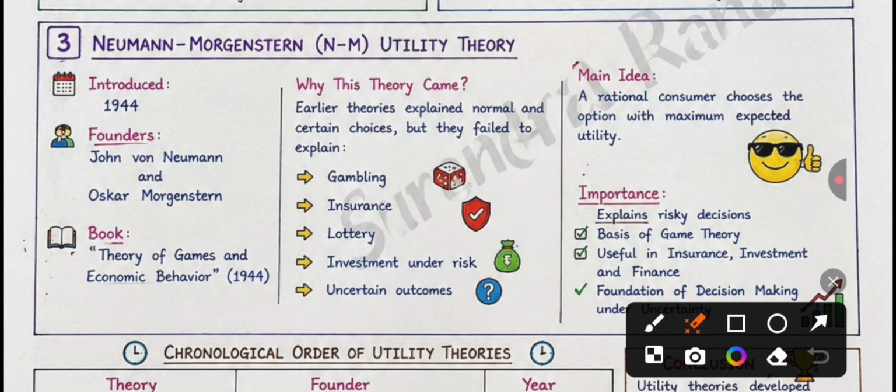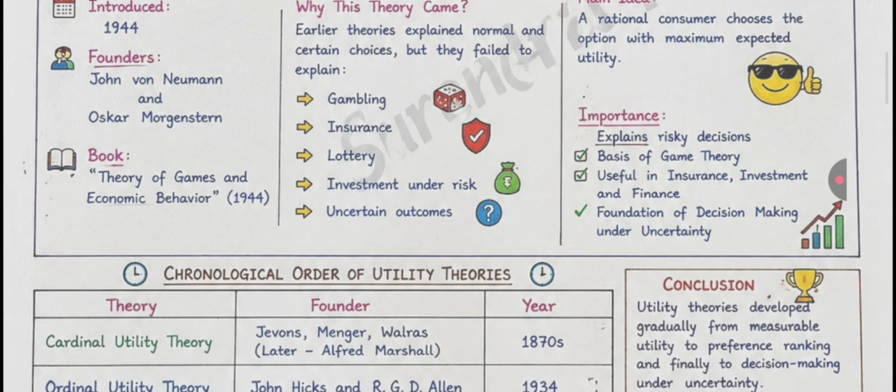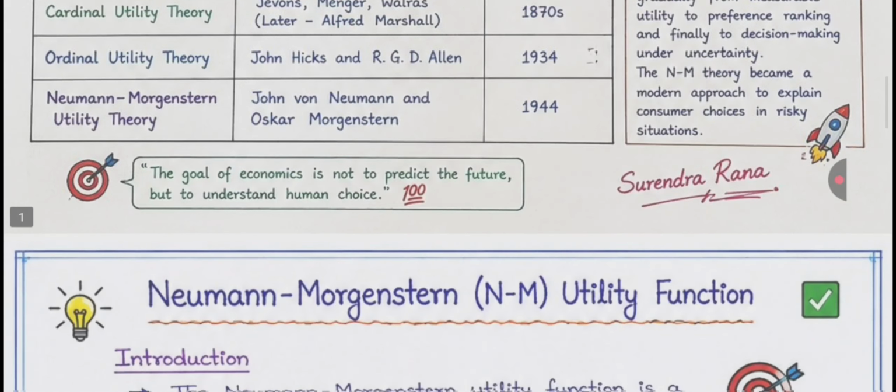And the main idea of this theory is that a rational consumer chooses the option that provides the highest expected utility. Expected utility means considering both possible outcomes and the probability of those outcomes. We will clearly understand Neumann Morgenstern utility theory in the next PDF. Now move to the next slide.